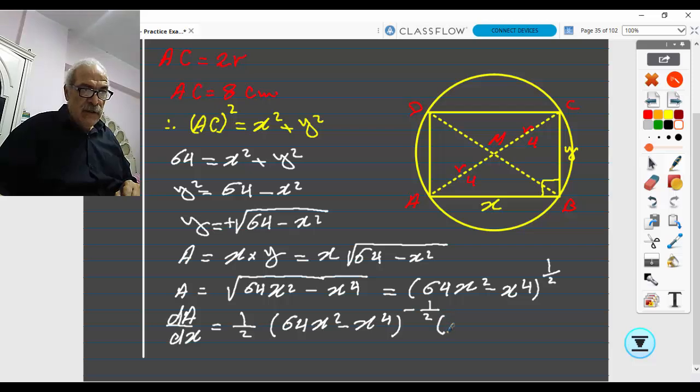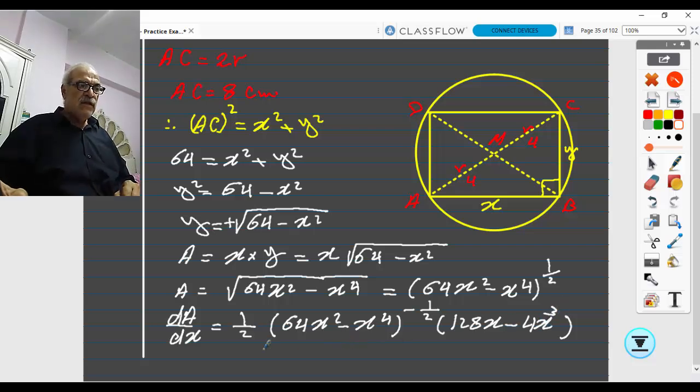Okay, multiply the derivative of 64x square minus x power 4. What is the derivative of 64x square minus x power 4? It will be 128x minus 4x power 3. So it is dA/dx, the first derivative of the area of the rectangle.